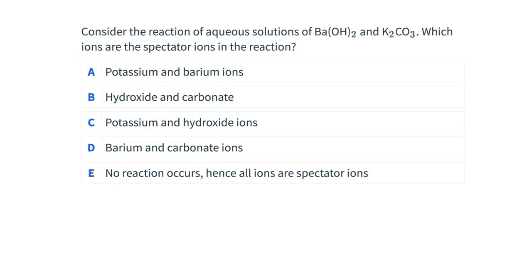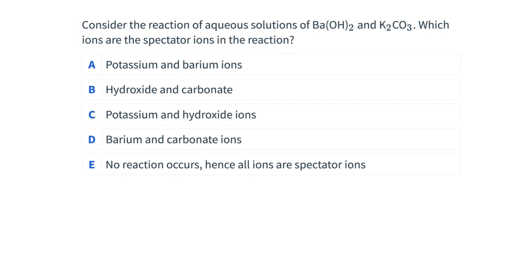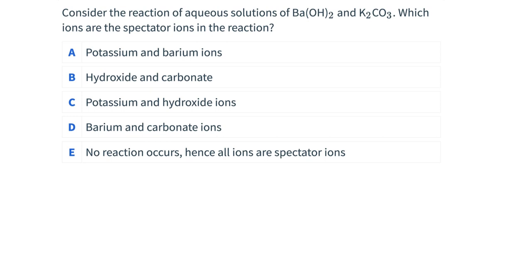Let's do one question together. Consider the reaction of barium hydroxide and potassium carbonate. Can we consider what ions are spectator ions in the reaction? Weird question, but this is really just getting at, can we go from writing a full molecular reaction to the full ionic to a net ionic? Can we cancel out those spectator ions and identify what they are?